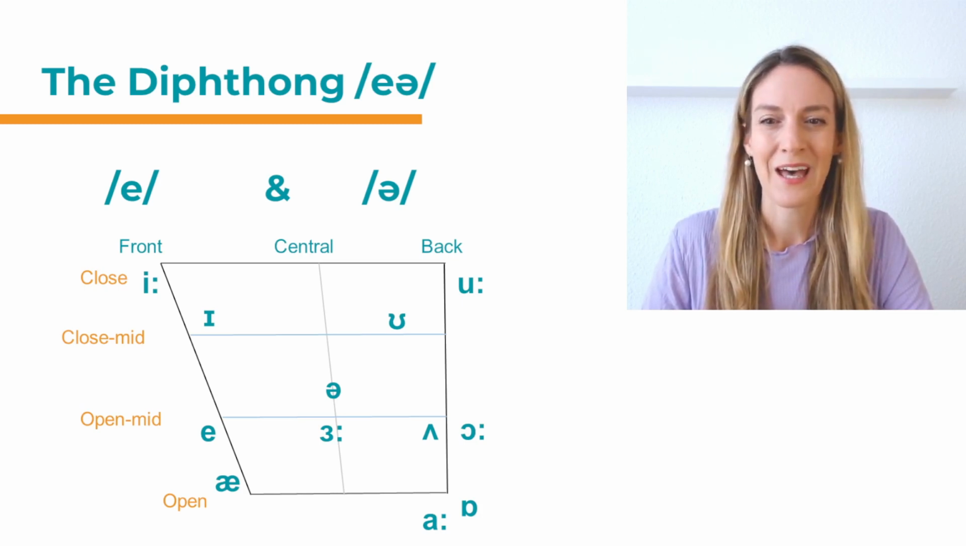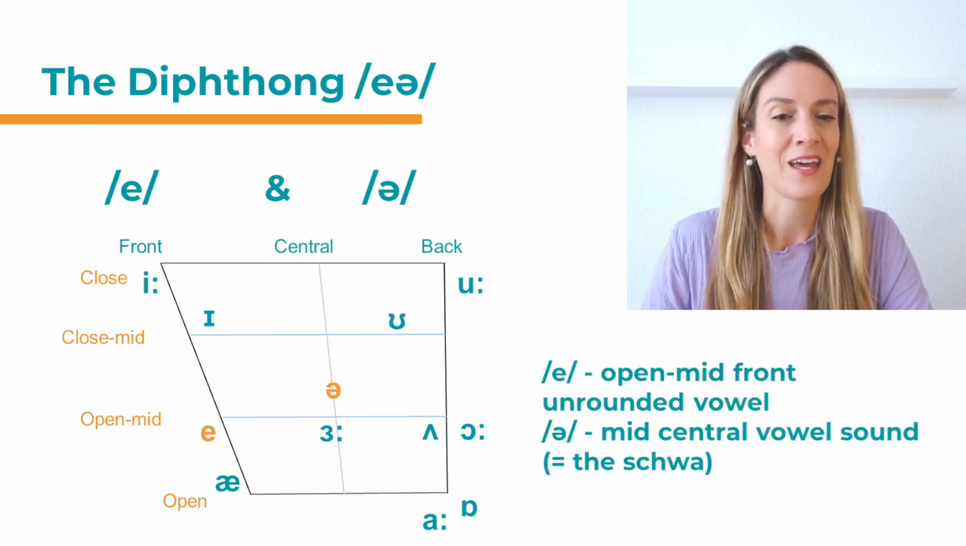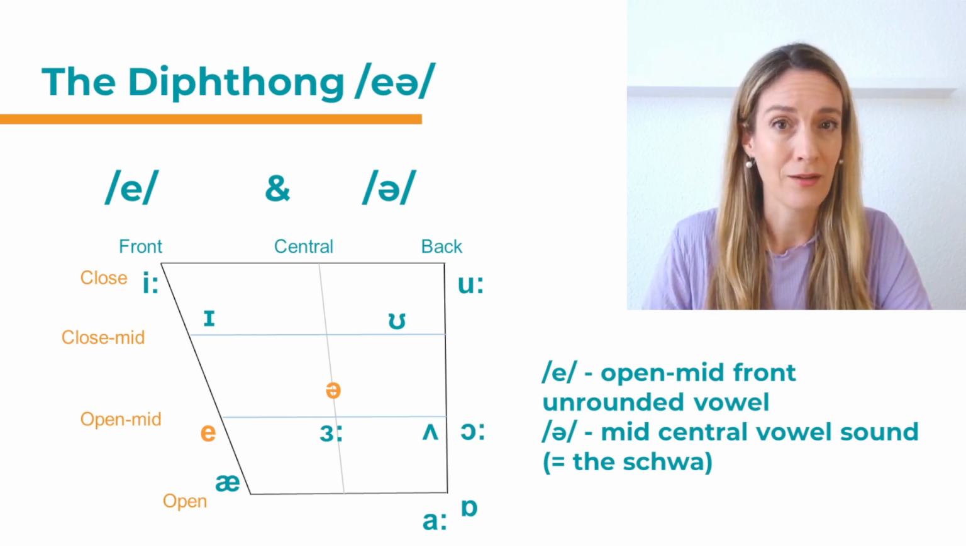Now, the two sounds that we want to have a look at are e, and that is an open mid-front unrounded vowel sound. And you can find it here. I've highlighted it for you in the chart. E, e. And then the second sound for our diphthong is the schwa sound. This is the mid-central vowel sound.